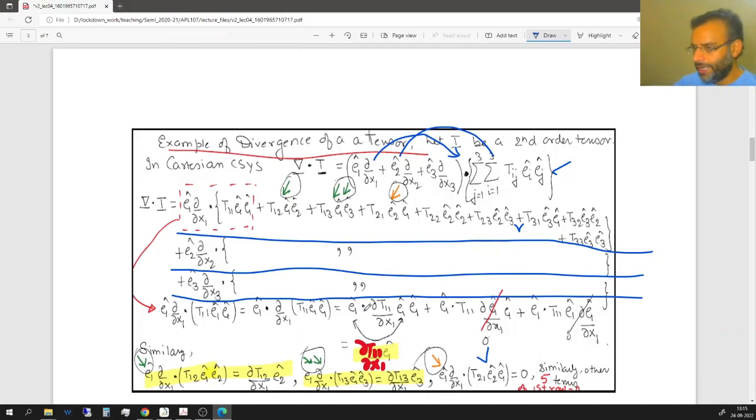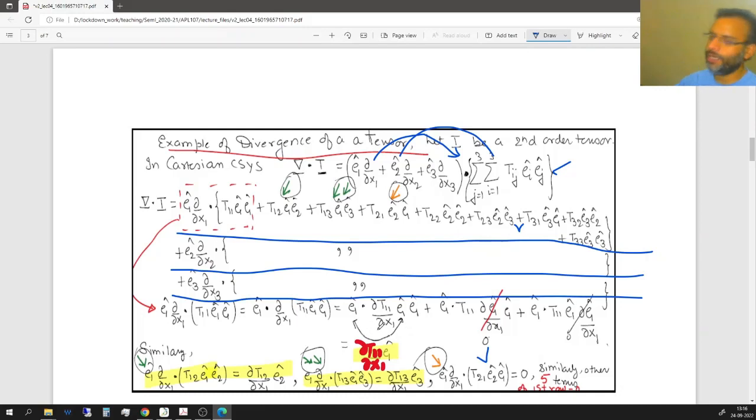So this dot waits while the del x1 operator goes inside. Again, potentially there are 3 terms inside it if you apply the product rule of differentiation. But then again, what will happen? 2 of these terms will not survive because they involve the spatial derivatives of unit vectors, which are 0. The only surviving term will be what I have here.